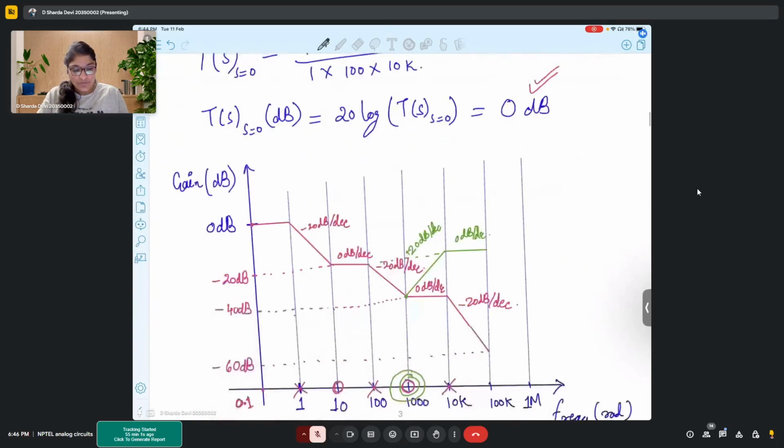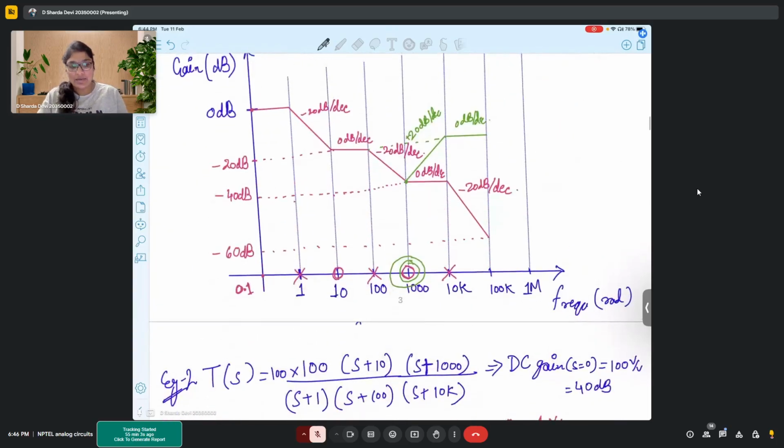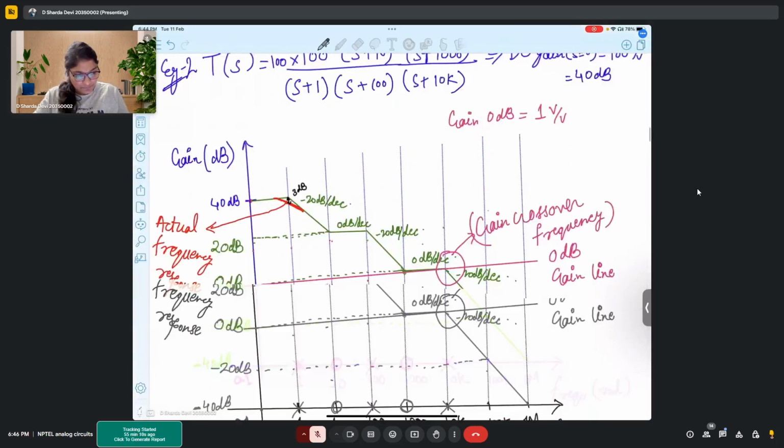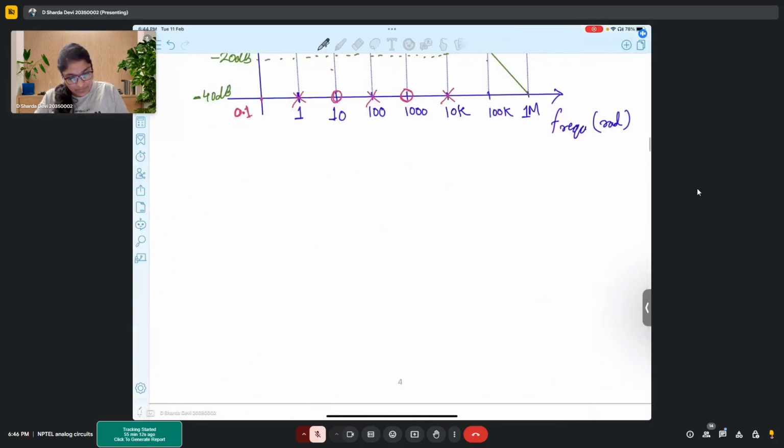Now, suppose you only see a plot. So let's take an example. Say, for example, you have this Bode plot, right?